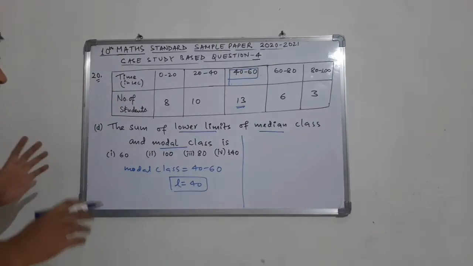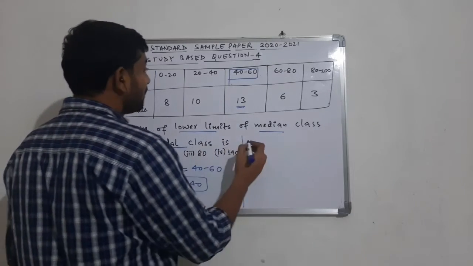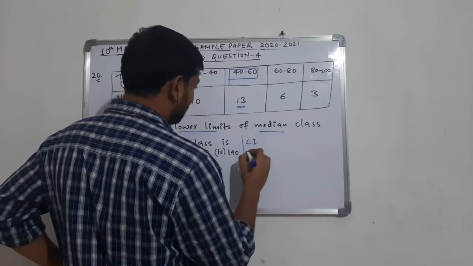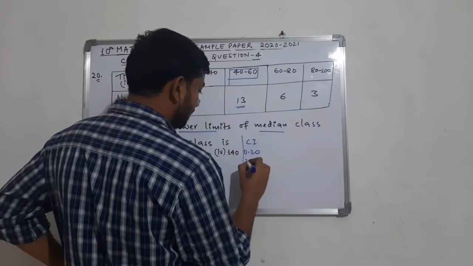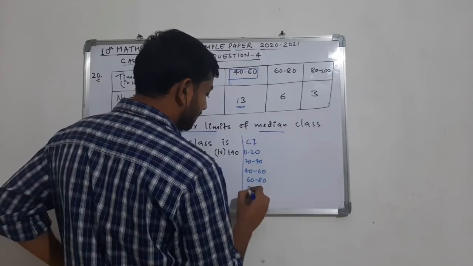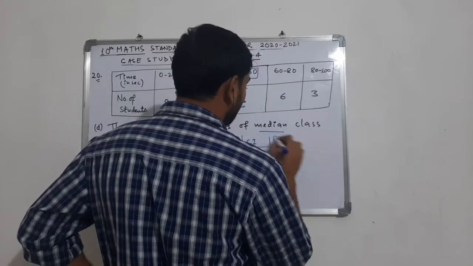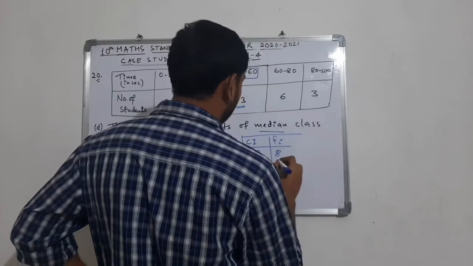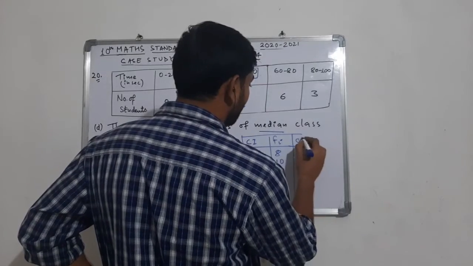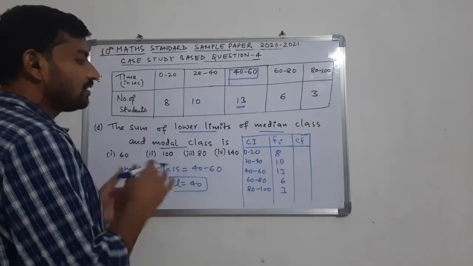Now let us find out the median class. To find out the median class, we need the cumulative frequency. So I am writing here the values. First of all, the class intervals 0 to 20, 20 to 40, 40 to 60, 60 to 80, and 80 to 100. Then we have the frequencies here. The frequencies are 8, 10, 13, 6 and 3, and now we have the cumulative frequency, which is useful in calculation of median, as we have seen in the previous question.